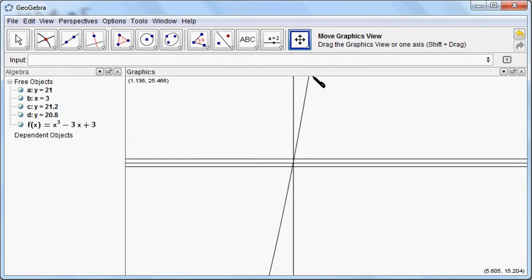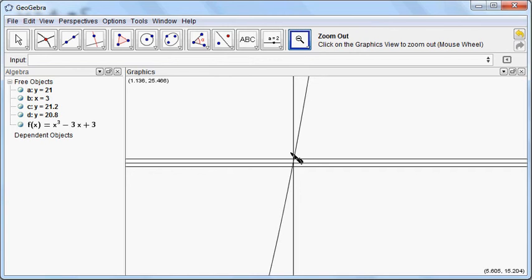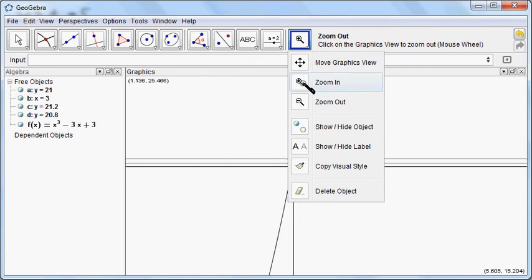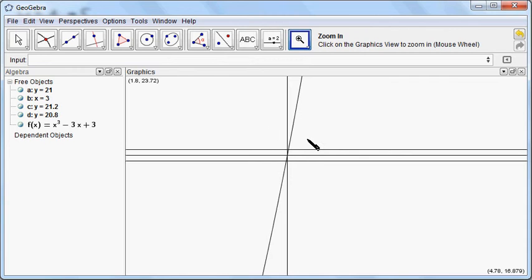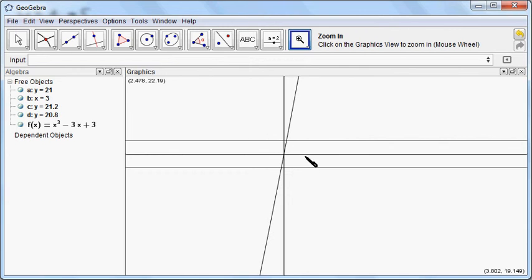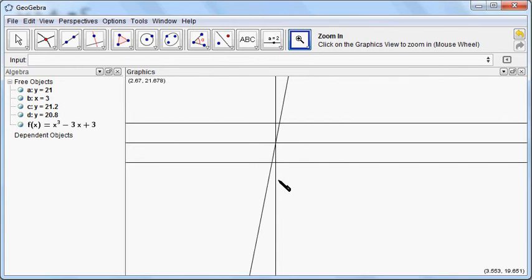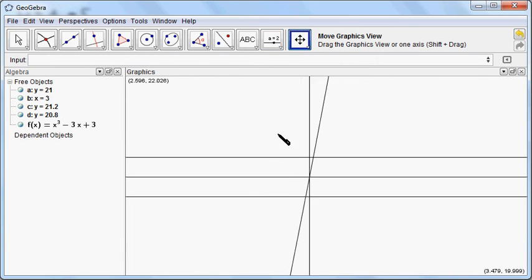Maybe we should do this. I'm going to zoom out. Oh, actually, the other way. Zoom in, zoom in. I don't know why it sometimes doesn't zoom in, but I think this is good enough.